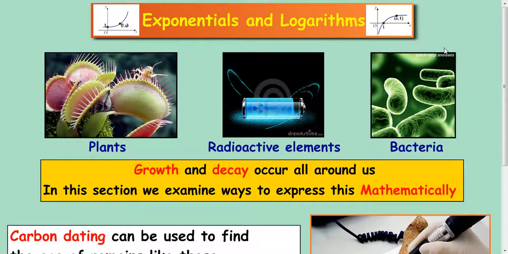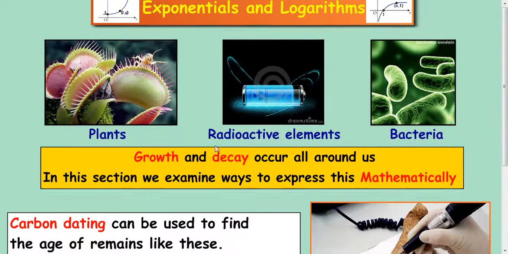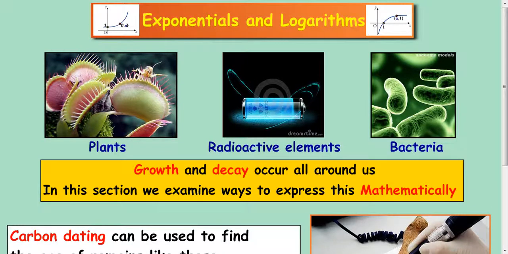In this section we're going to look at exponentials and logarithms. Now exponentials and logarithms are used to analyse growth and decay, which occurs in a lot of things in the real world. I'm not going to really talk about that here, but I suppose carbon dating can be used to find the age of remains, and that's an element of things you might look at involving exponentials and logarithms.